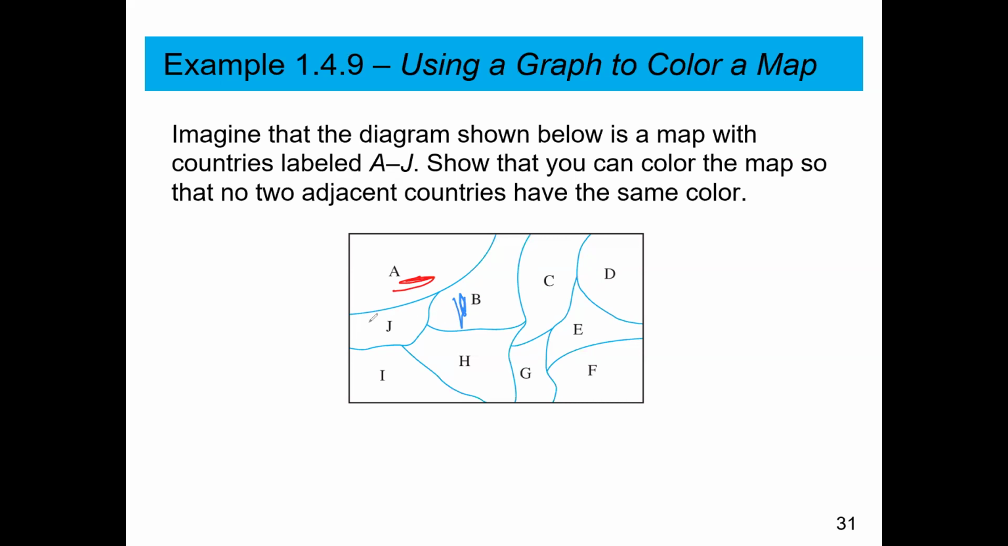Let's pick purple. Okay, and now for I, it can't be purple, but it could be red because it's not touching that one. And we can repeat this process over and over and over again.